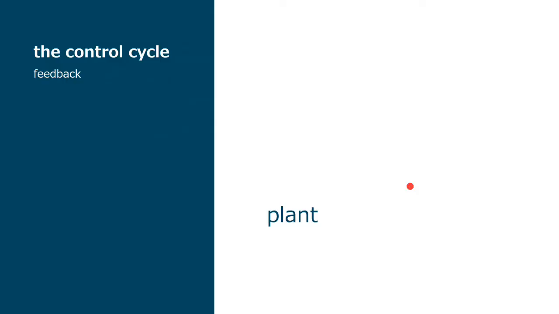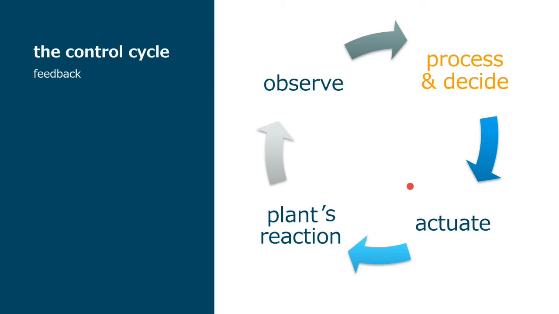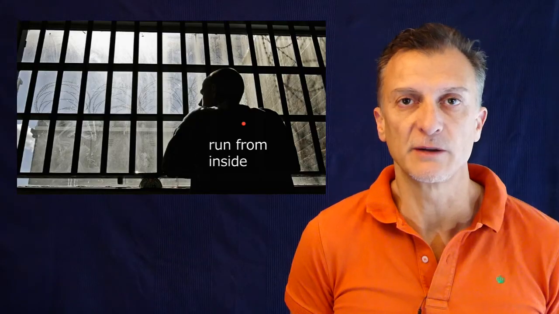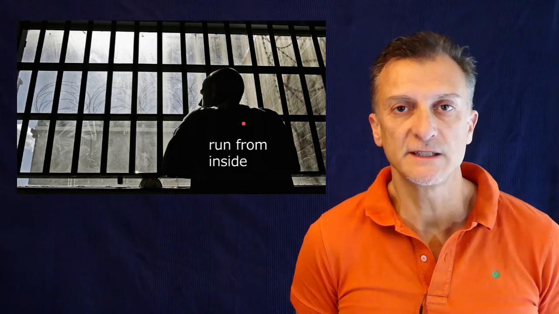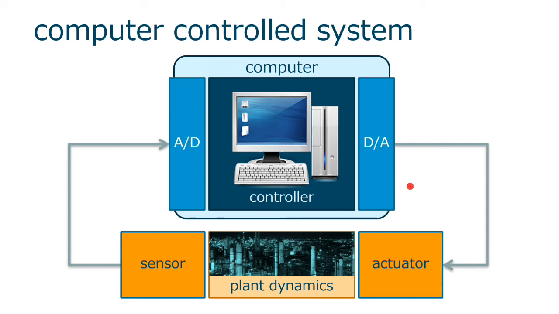So at this point, we get to the control cycle and introduce the feedback. The feedback starts from the plant by observation, and then we take the observations that come from the sensor to process and decide. So the controller will actuate again through the plant, and the plant will react, and this closes our loop. So this control cycle, this feedback loop, will operate continuously. Okay. So the difference now is that the controller will run from inside the computer. If it is running from inside the computer, we will not have continuous information about the plant. So it will get samples and will process these samples and will actuate on the system through these samples. So the computer control system will close the loop from the sensor to the actuator and the plant dynamics. And for this, we will read the signals from the sensor through an analog to digital converter and actuate on the plant from the digital to analog converter.